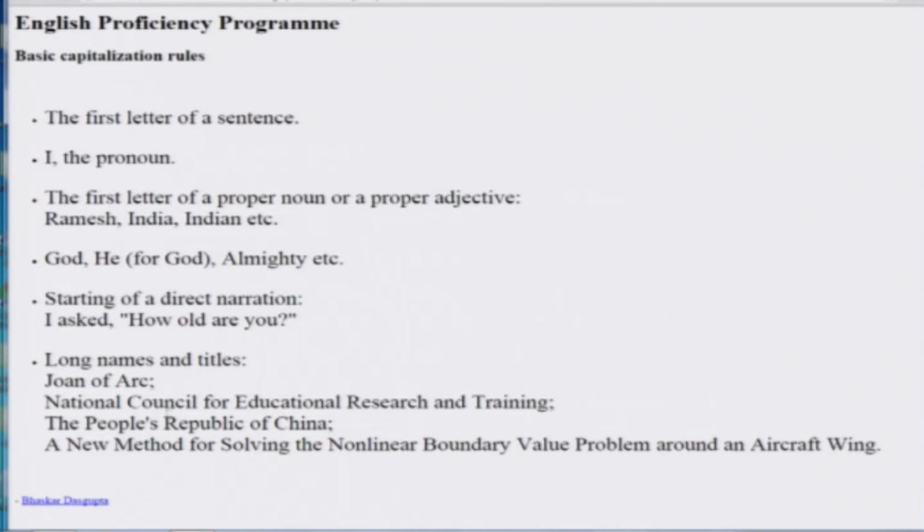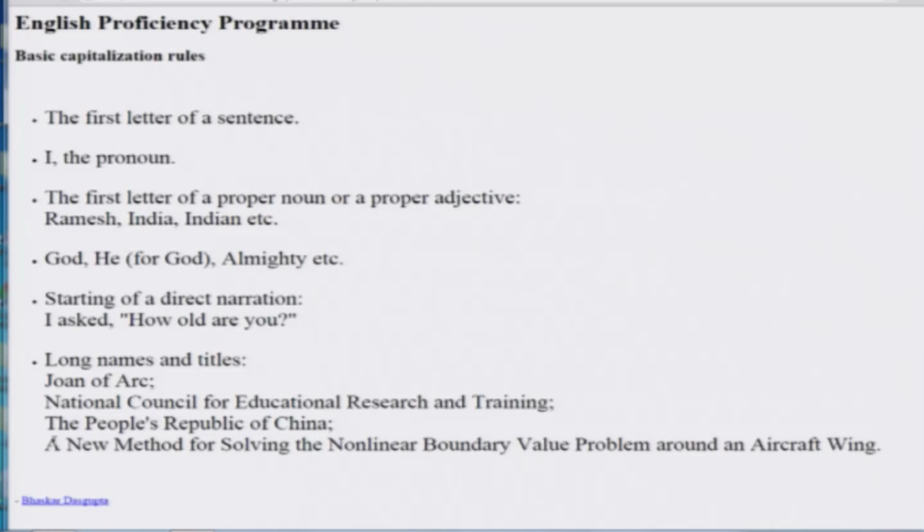The People's Republic of China. Here of is small. That T is capital because it is the first letter. Okay? There will be a difference here. Note the last one. This is a typical title of a research paper. A new method for solving the nonlinear boundary value problem around an aircraft wing.